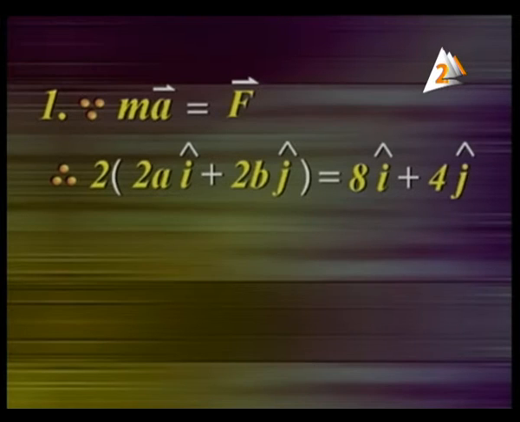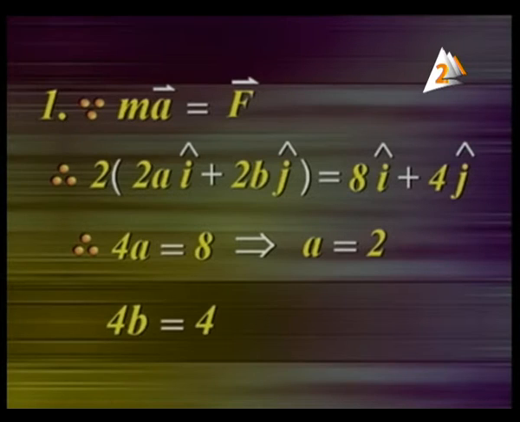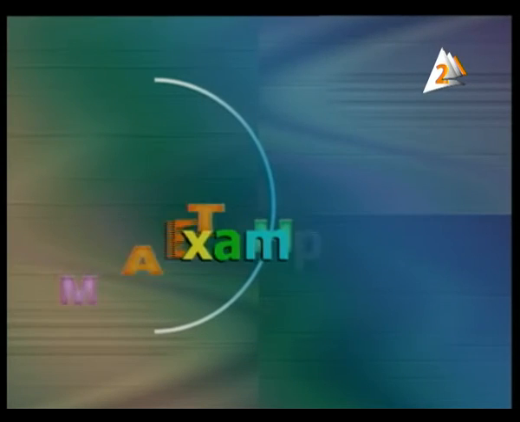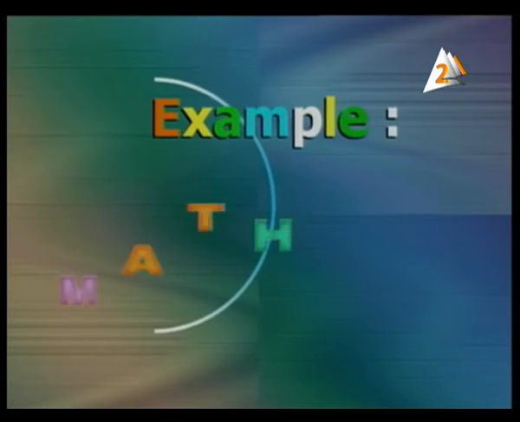Then number 1. Since MA equals F, therefore 2 open bracket 2A in direction I plus 2B in direction J, close the bracket, equals F, which is 8I plus 4J. Then 4A equals 8, therefore A equals 2. Then 4B equals 4, then B equals 1. Now let's go to a new example.